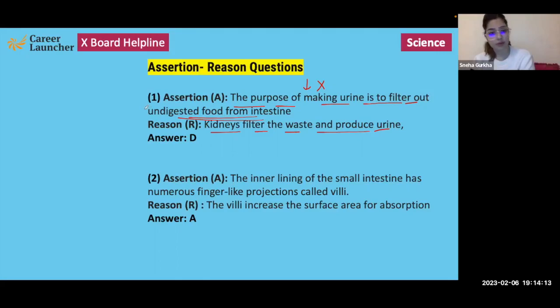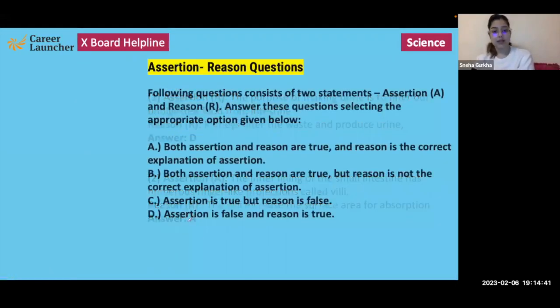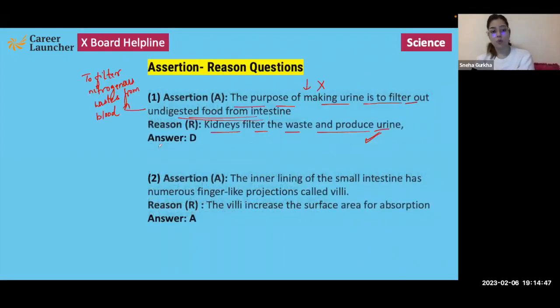The purpose of making urine is to filter nitrogenous waste from blood. Right? So this statement is incorrect. Kidneys filter the waste and produce urine. This statement is correct. So the assertion is false, but reason is true. So we will have to go with option D, that assertion is false, but reason is true.